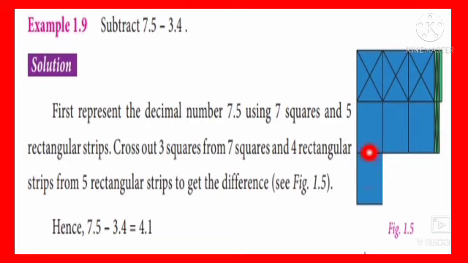So what will be our required value? By seeing the area model, we can say 1, 2, 3, 4. So 4 is in the whole part. 4 point. In the decimal part, there is only one thin rectangular stripe. So put 1 in the tenths place of the decimal part. So children, our required value, the difference between the decimal numbers 7.5 and 3.4, is 4.1.